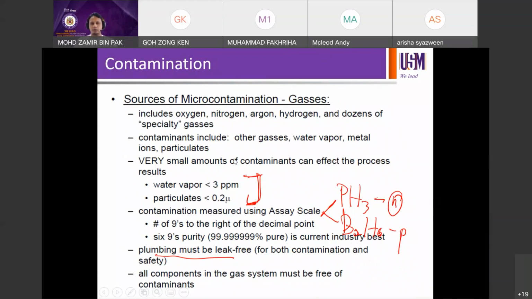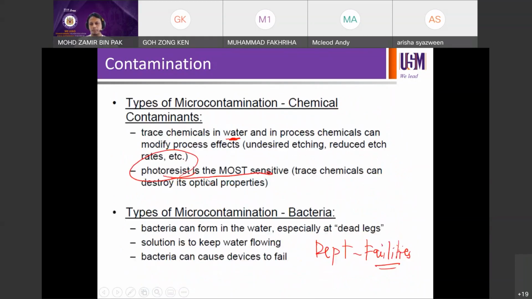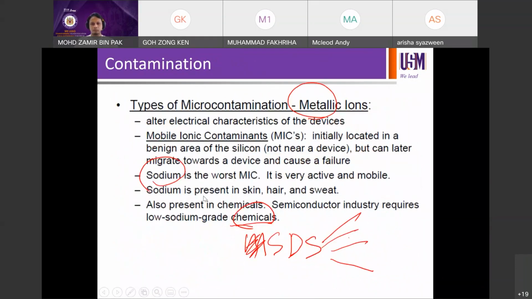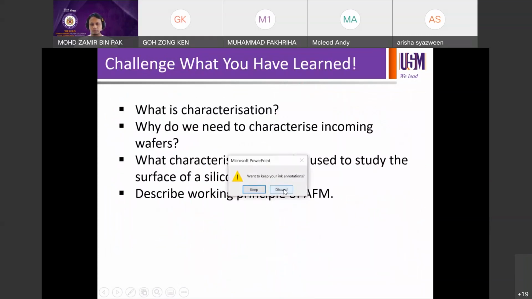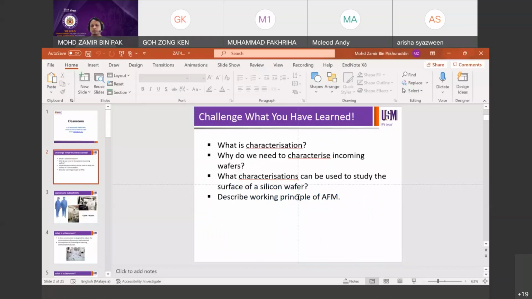Okay, any questions on clean room contamination? Nope. Okay, all good. Still not so technical yet, right? So because this is just clean room and basic stuff. So you'll get more technical when we start oxidation, right? So then if there is no question, then that's it for today.